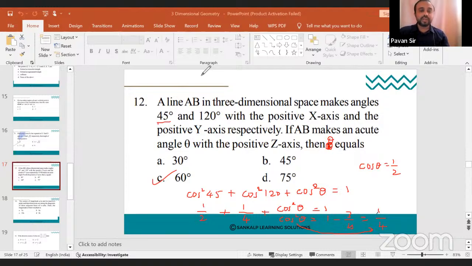With 45 degree, cos 45 degree is 1 by root 2, that is wrong. Sin 30 is equal to cos 60. Sin 30 is half, which means cos 60 is also half. So it is cos of 60 degree. The angle is 60 degree.